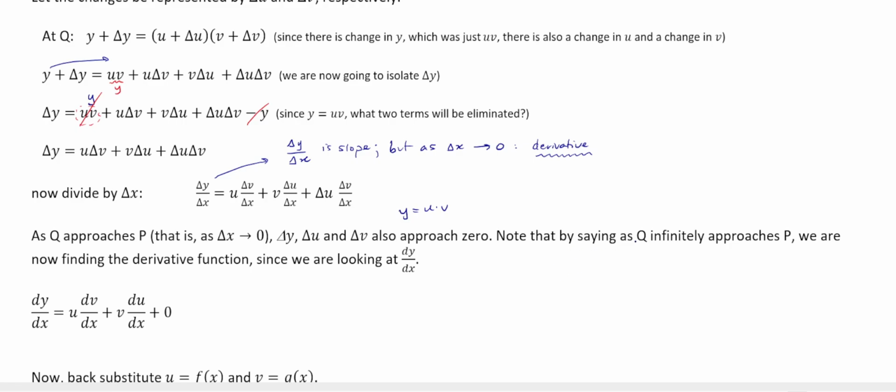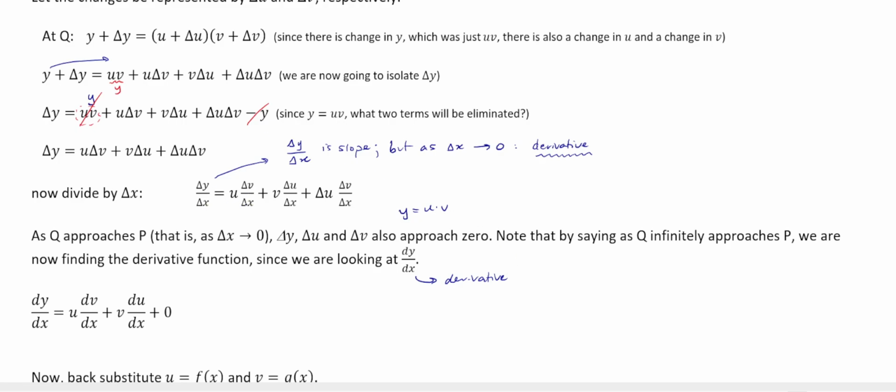Note that by saying as q infinitely approaches p, we are now finding the derivative of the function, since we are looking at dy over dx. We've changed from capital delta y over delta x, which is slope, and we're saying that delta x is getting infinitesimally small, so we switch to the Leibniz notation, which is dy over dx. That's the derivative notation. Okay, so we're finding the derivative now.